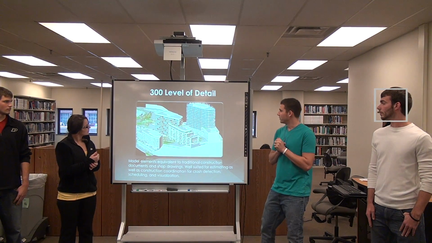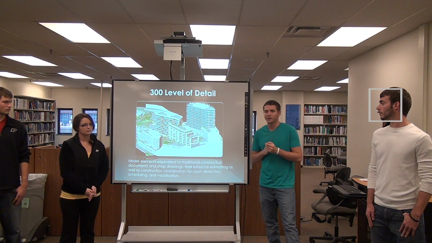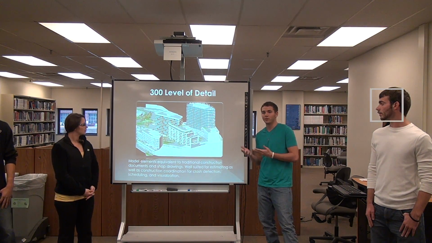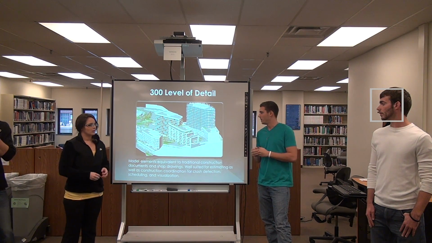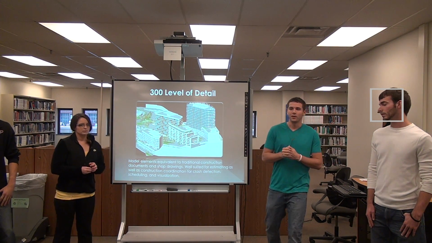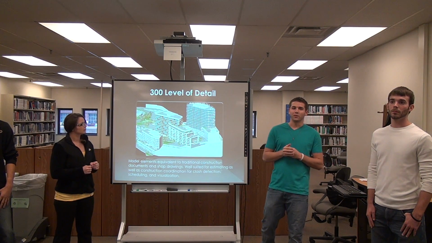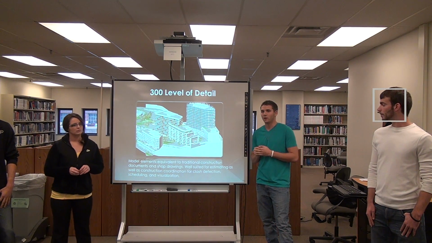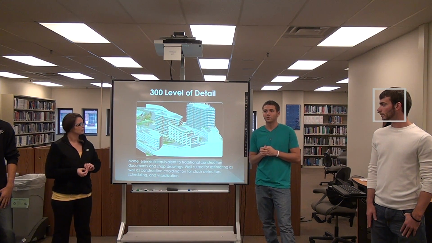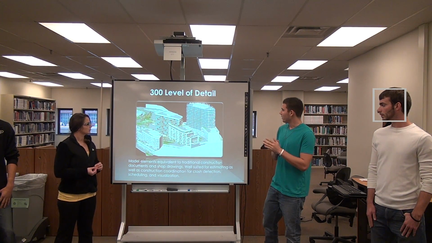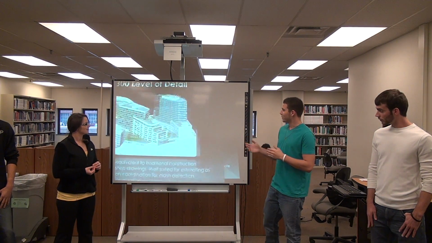A 300 level of detail has clash detection and has all the utilities if that's needed. It's got all kinds of dimensions in it, and it's basically one of the most common uses of 3D modeling in construction. This is an example of one.